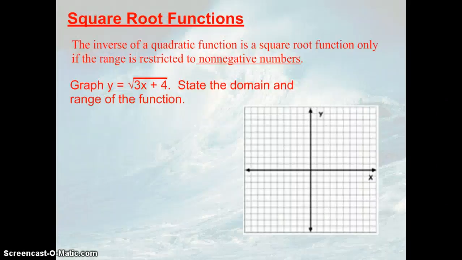Square root functions are the inverse of quadratic functions. That's why they look like parabolas. The inverse of a quadratic function is a square root function only if the range is restricted to non-negative numbers. Because if we have negative numbers underneath that square root, you and I both know we end up with i's, complex numbers. And even though they're lots of fun to sing about, graphing them is not so fun. So we need to restrict things to non-negative numbers.